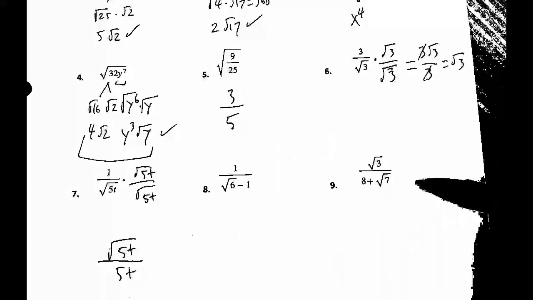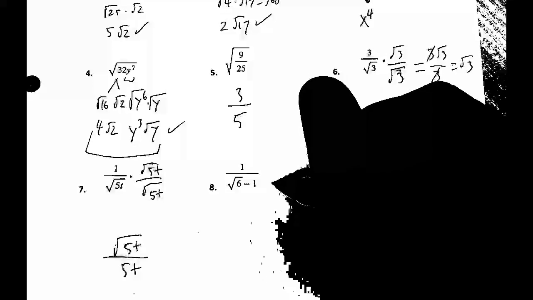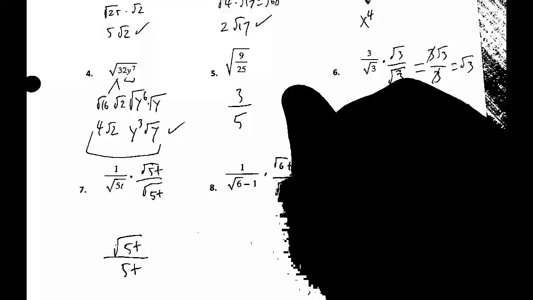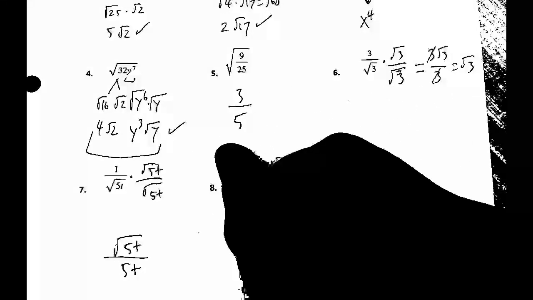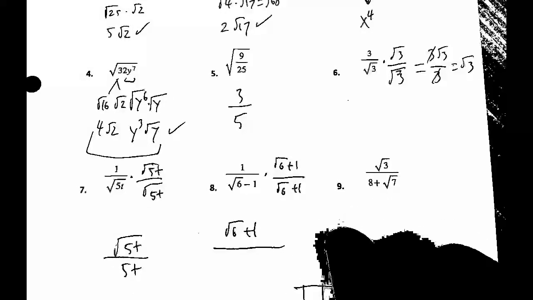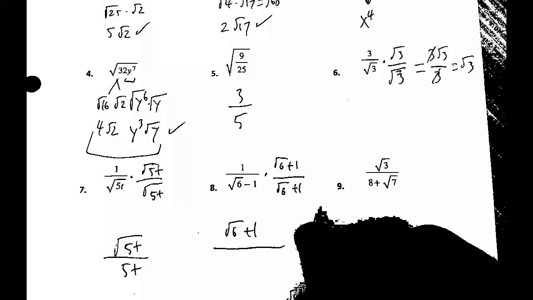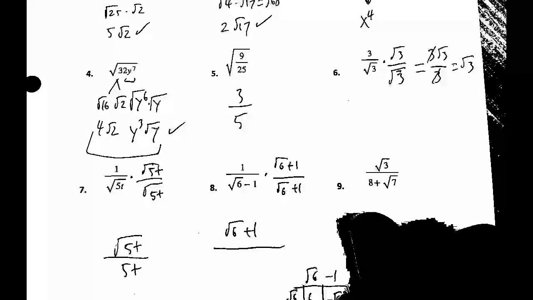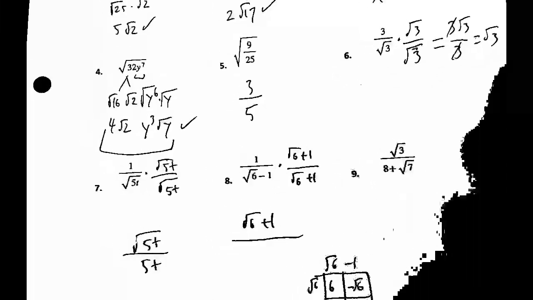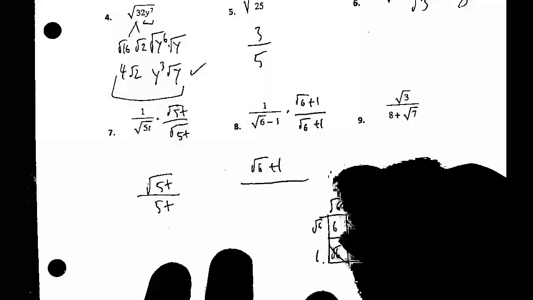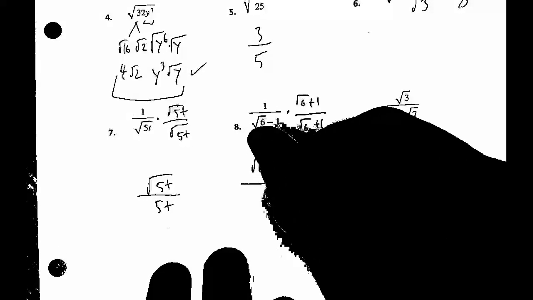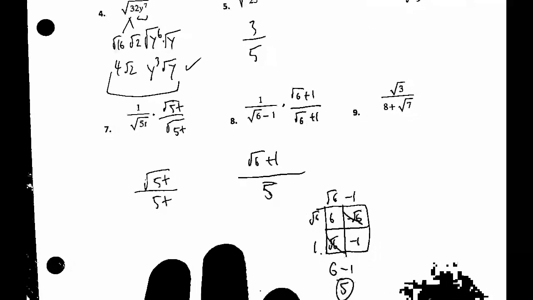Next one. When you have an expression in the denominator, we have to multiply by the conjugate. So the conjugate here is root 6 plus 1, and root 6 plus 1 on the bottom. You're just going to get root 6 plus 1 on top. And on the bottom, we can do the box method. Root 6 minus 1, root 6 plus 1, we get 6 minus root 6, root 6 minus 1. These cancel here. So we have 6 minus 1, which is just 5 on the bottom. And then we're done. Okay?